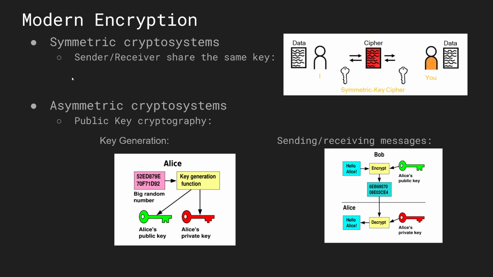Asymmetric crypto systems, a good example of that is public key cryptography. We use public key cryptography every day in web communication. Essentially how it works is you have the key generation for Alice. Alice takes a big random number, plugs it into the key generation function. The key generation function gives Alice a public key and a private key. When Bob wants to send Alice a message, Bob can encrypt his message with Alice's public key. This gives a ciphertext. The ciphertext is then sent to Alice. Alice is able to decrypt that with her private key. That's an example of asymmetric crypto systems.